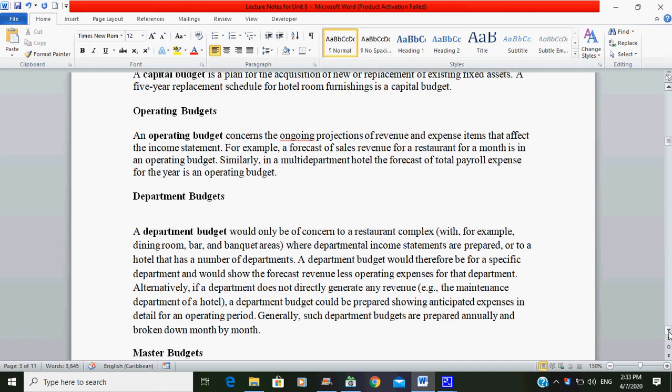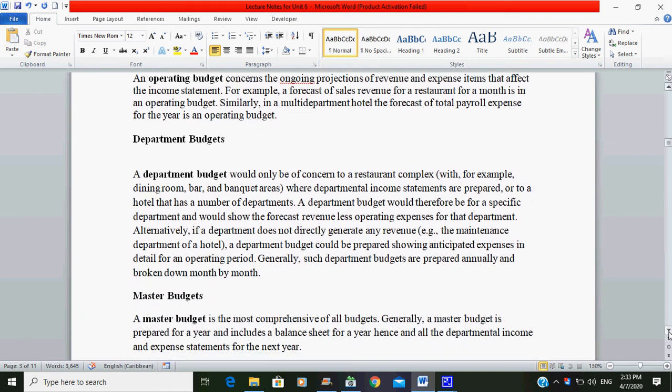We look at department budgets now. A department budget would only be of concern to a restaurant complex with, for example, dining room, bar, and banquet areas, where departmental income statements are prepared, or to a hotel that has a number of departments. A department budget would therefore be for a specific department and would show the forecast revenue less operating expenses for that department.